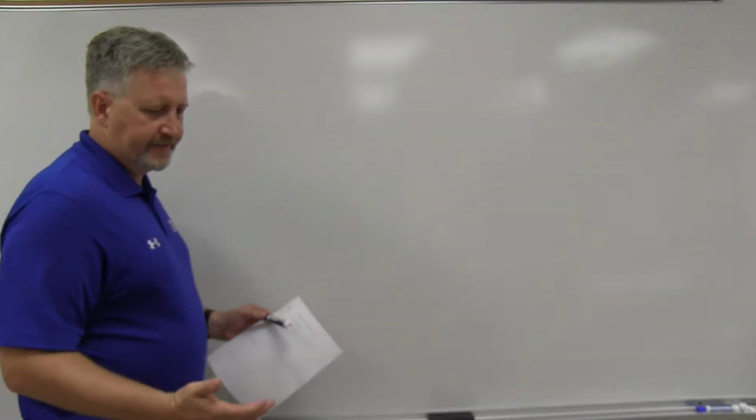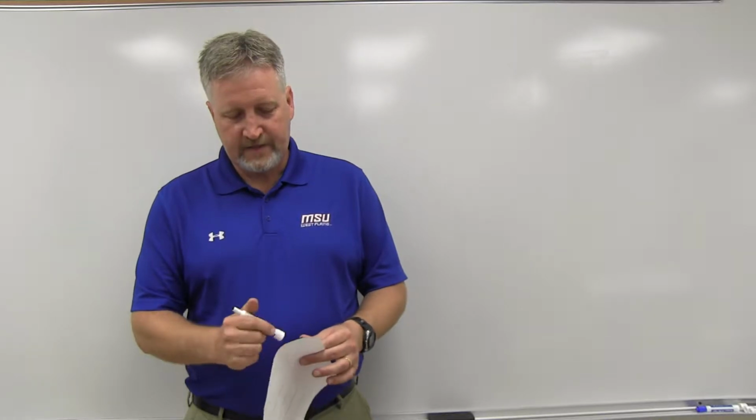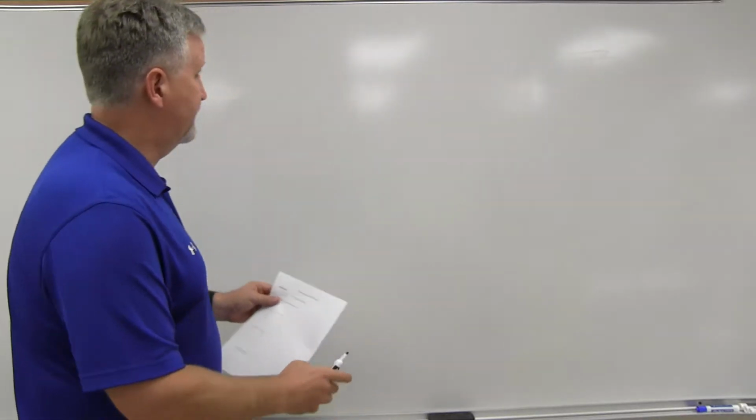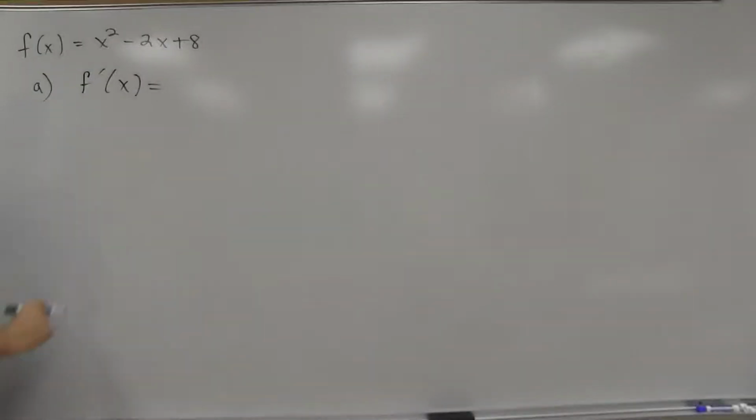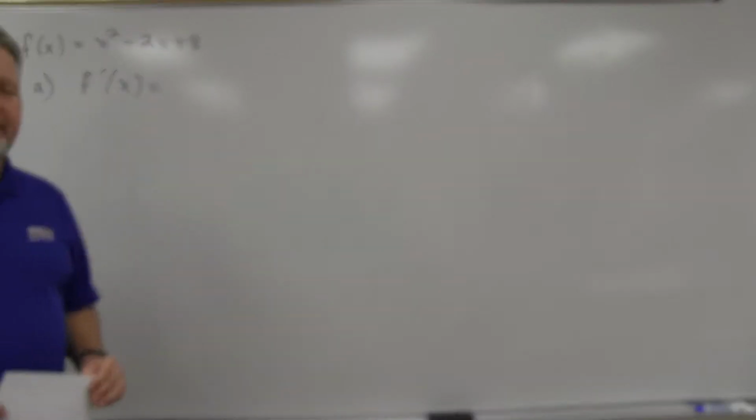Okay, so what I thought we would do is just start with a review of some of the Calculus 1 material that I'm sure you haven't forgotten, but maybe just need a little bit of a refresher. All right, so number one, we've got a function. Start you off easy here. The derivative of f of x equals x squared minus 2x plus 3.